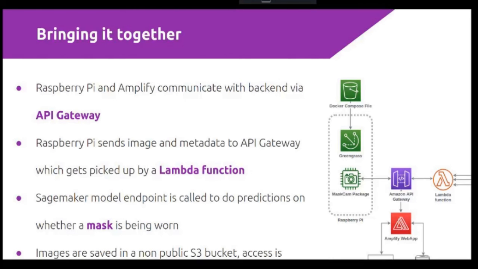Bringing it all together is our AWS architecture diagram. We've got the Raspberry Pi and Amplify communicating with the backend via API Gateway. The Raspberry Pi sends the image and metadata to the API Gateway, which gets picked up by a Lambda function. SageMaker then calls the model endpoint to do predictions on whether a mask is being worn or not. It puts a copy of the image into S3, where access is provided via signed URLs, and it puts metadata information into PostgreSQL.